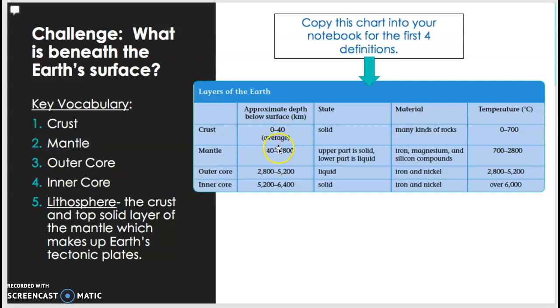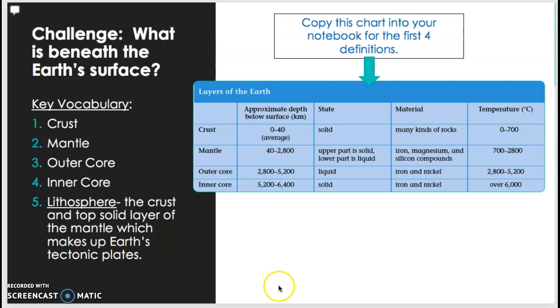Now, for the first 4, instead of having you do a normal definition, I'm going to have you copy this chart. And I just copied and pasted it from the book. And in class, we normally did this a different way. But for the sake of time, I'm going to have you write the different characteristics of each layer. So you're going to see that the crust is our top layer. It is approximately 40 kilometers deep at its deepest. It is solid, and it is made up of many different kinds of rocks. All the rocks that you can think of that you have seen in rock kits and in your yard and at museums, all part of the crust, okay?